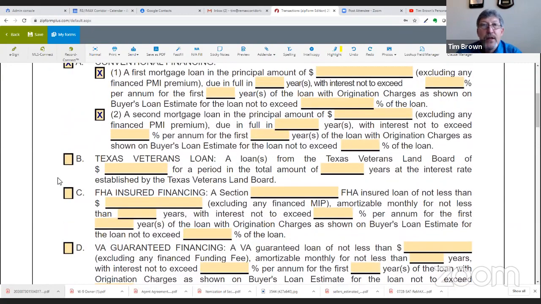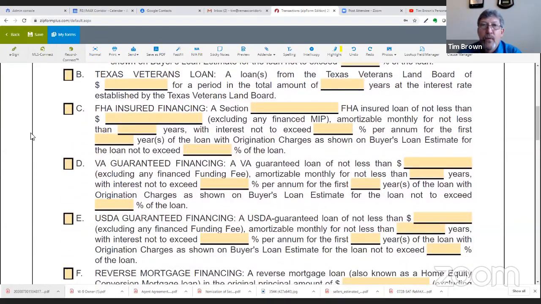All right, B, Texas Veterans Loans. Now these are limited to land for the Texas Veterans Land Board to loan direct. They only loan direct for raw land, not for homes. They have another loan guarantee program where they guarantee a lower loan rate, but it's always tied to either a VA or a conventional loan. It's another program. You guys have seen some of the ads out there.